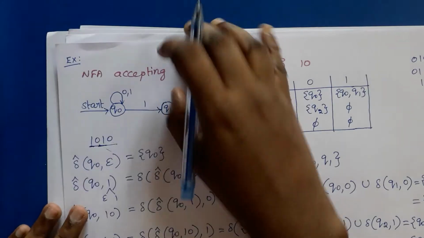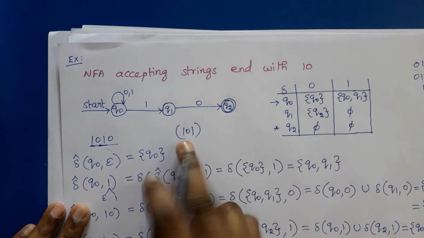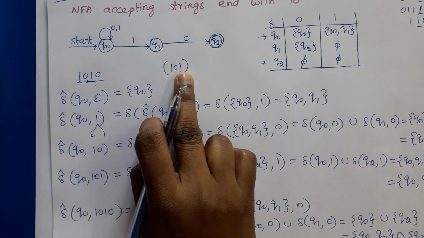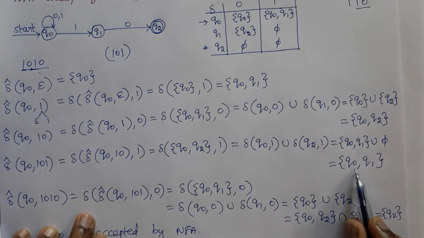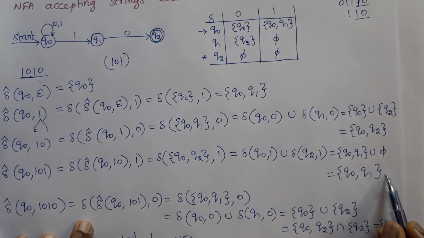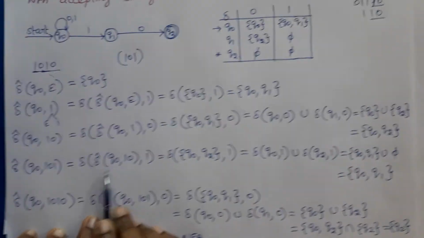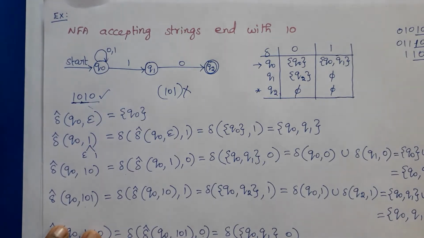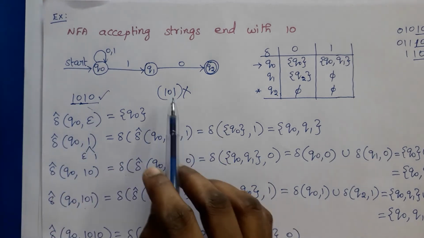Suppose 1 0 1 is given. This input string is not ending with 1 0, so definitely we will not end in q2. So we find till this step, right? 1 0 1. So what is the result here? q0, q1. If we perform the intersection operation with q2, we will get phi. That is, we can say that this set does not have q2. So we can say that 1 0 1 is rejected by our NFA, but 1 0 1 0 is accepted by our NFA. So all the strings which are ending with 1 0 will definitely be accepted by this NFA.